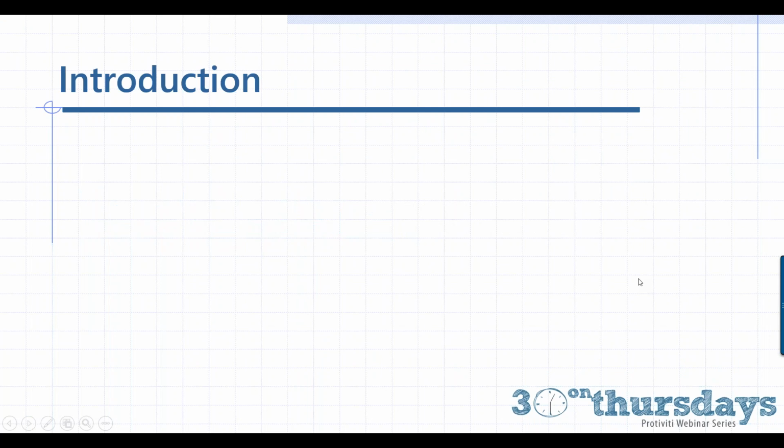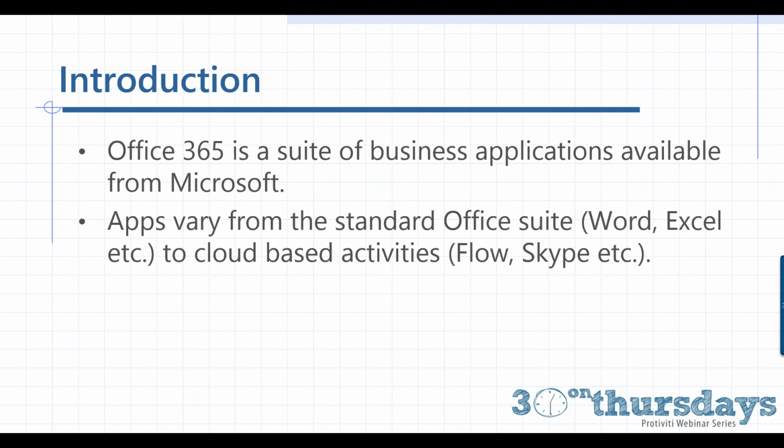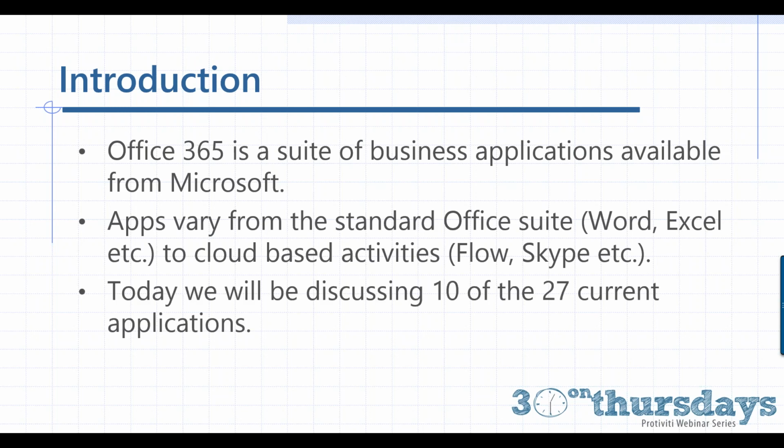Okay, so getting started. Thank you, Julia. Today, as mentioned, we will be discussing Office 365 and all of the applications that are available to you through that service. Microsoft uses the term application very broadly, and it can be difficult to narrow down exactly what they mean by it. But really what we're talking about is anything from the standard Office suite, so that could be Word, Excel, OneNote, all the way up through some cloud-based activities such as Power BI, Flow, or Skype. And all of these things are intended to work together and make it so that you can communicate internally and work better.